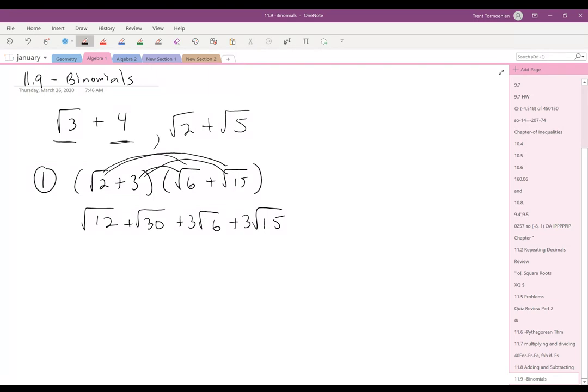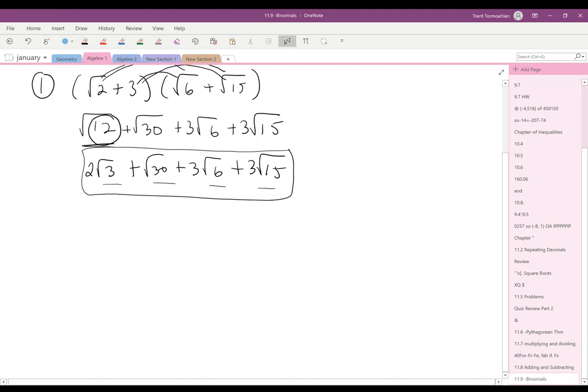And so square root of 12 just turns out to be 2 radical 3 because 4 goes into 12. Square root of 30 can't be simplified. Square root of 6 can't be simplified. Square root of 15 can't be simplified. We then look for like terms. None of the radicals are the same. So this is our answer.